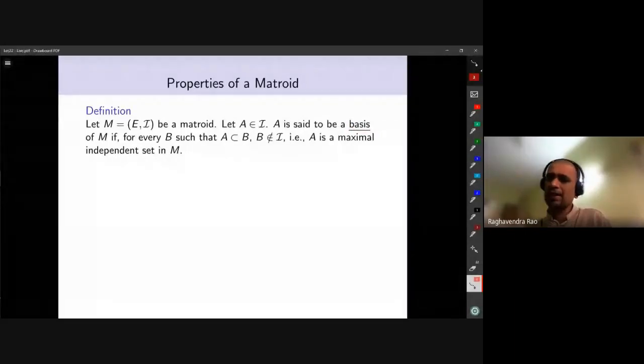As we saw in the last lecture, a basis of a graphic matroid, if the graph is connected, is a spanning tree. If it is not connected, it's a spanning forest, that is, a spanning tree for each of the connected components.